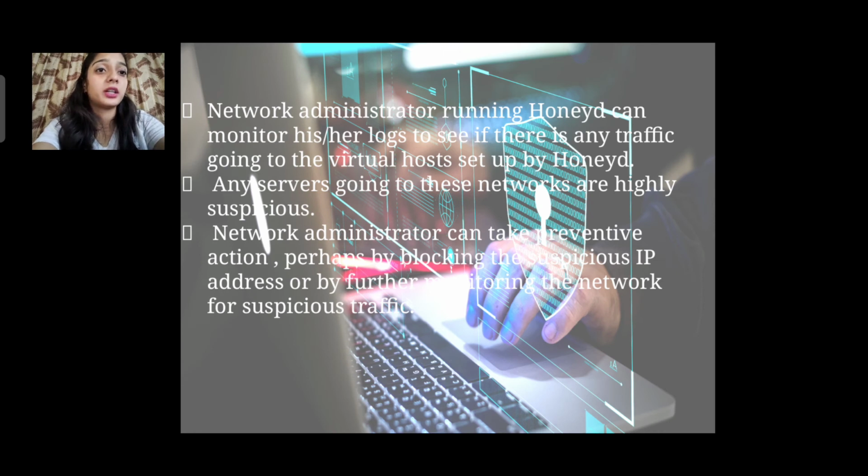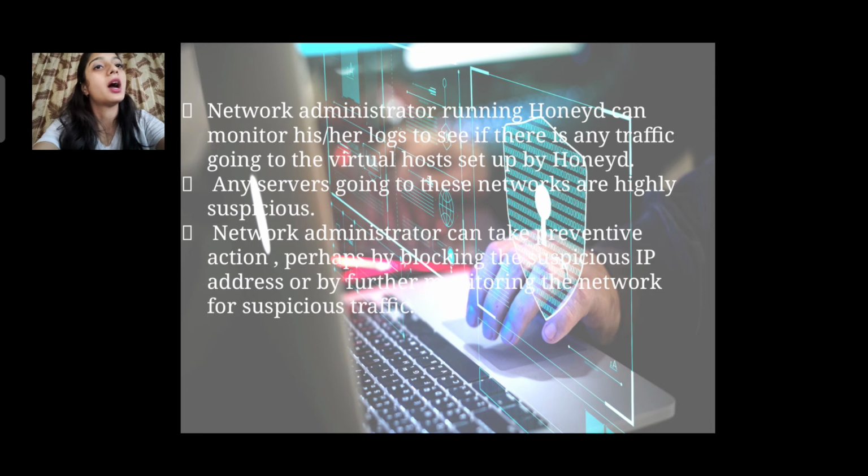A network administrator running Honeyd can monitor his or her logs to see if there is any traffic going to the virtual hosts set up by Honeyd. It works on its own network segments. Honeyd can create multiple virtual honeypots to fool the attacker on all unused addresses. The attacker is fooled into thinking that he or she is interacting with a successfully hacked system.